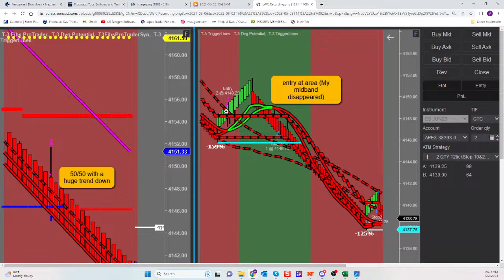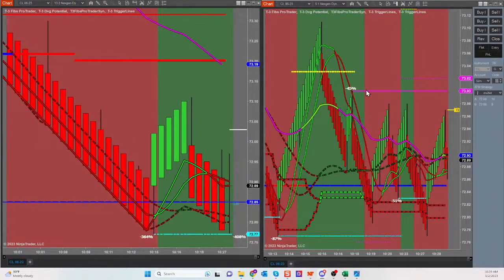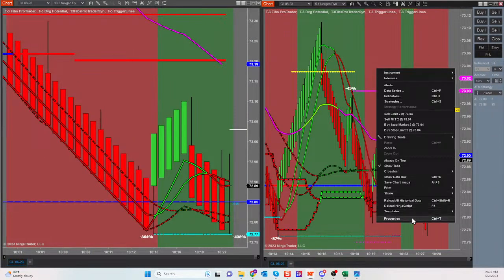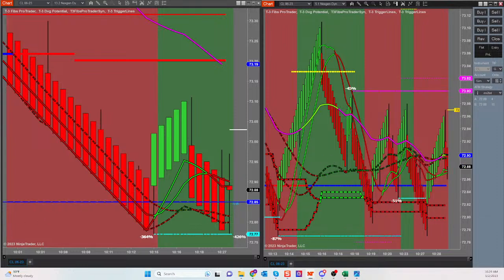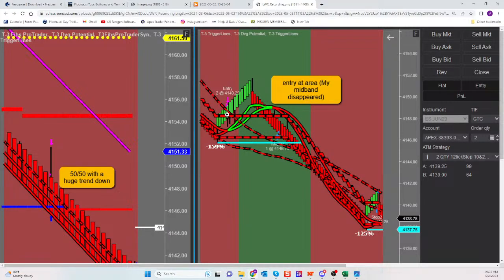And you said entry at the area, but you don't have any areas at all, right? So Jose, right-click on your chart and reload that template on that 5-1. Okay, you're good? Jose entered at his imaginary mid-band. Still nice trade. Great profits, taking advantage of that strong trend, guys.